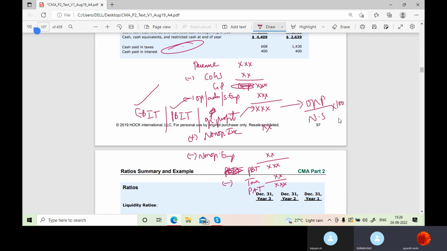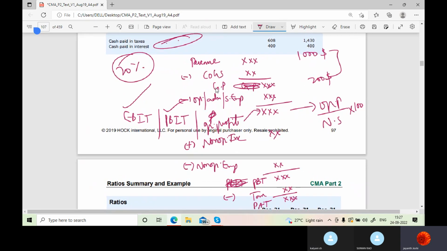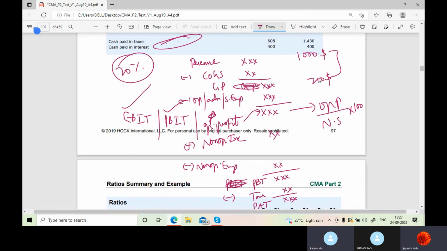So let's now take a small example. Suppose your revenue is $1,000. Gross profit is $200. So your gross profit ratio is how much? 20%, correct? Gross profit by net sales. 200 by 1000 is how much? 20. Yes, 200 by 1000 is 20.